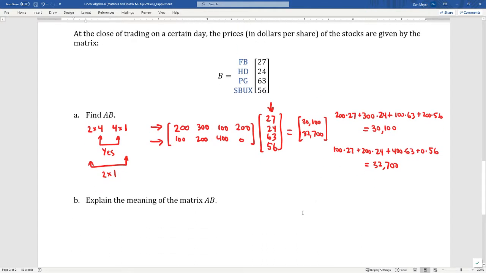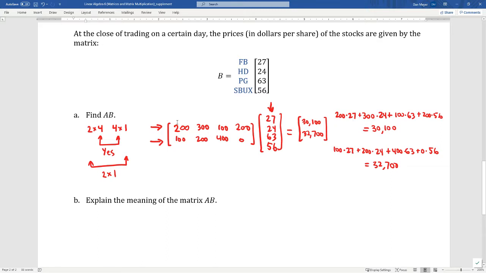All right, part B, explain the meaning of this matrix. And I guess one of the questions that you might reasonably have is, all right, Dan, all these computations are things that computers can do. Why do we have to learn how to do it? And I think the idea for why we're working on these row times column things is so that we can understand what these numbers represent.